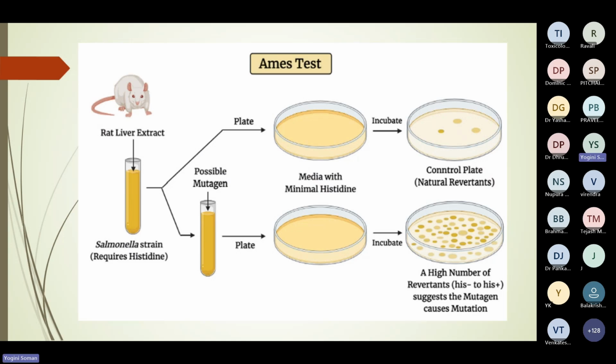For TA97, TA98, TA100 and TA102, if there is more than a twofold increase in the colonies compared to the vehicle control, then the compound is mutagenic. And for TA1535 and TA1537, if there is more than a threefold increase, then the compound is mutagenic. But you should always include vehicle along with the positive controls, and both should be validated along with the concentrations.